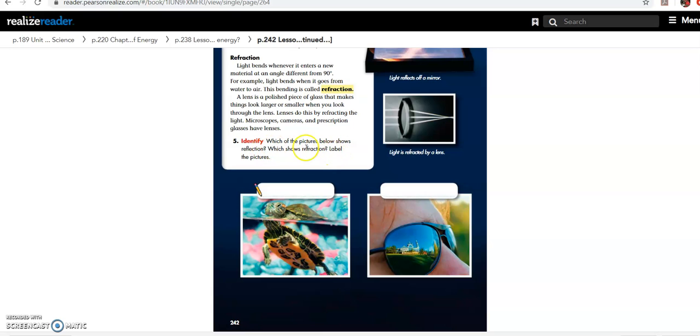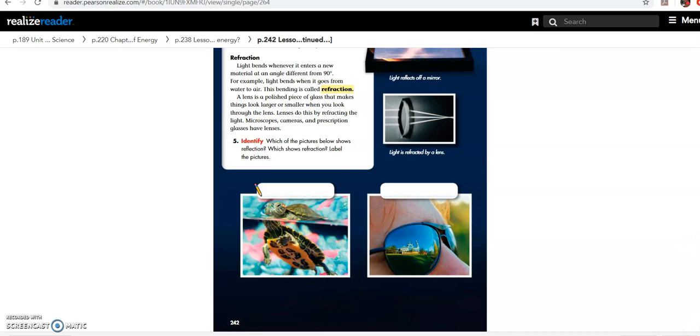Identify which of the pictures below shows reflection, which shows refraction. Label the pictures. So I've already kind of spoiled it, but this turtle is refraction because we can see the light being bent, as it looks like the turtle is this way, but then the turtle is this way. It's not 2 turtles, it's 1 turtle with refraction. This guy with the sunglasses, is this refraction or reflection? It is reflection. I can see what he is staring at through his sunglasses. The light is being bounced back.